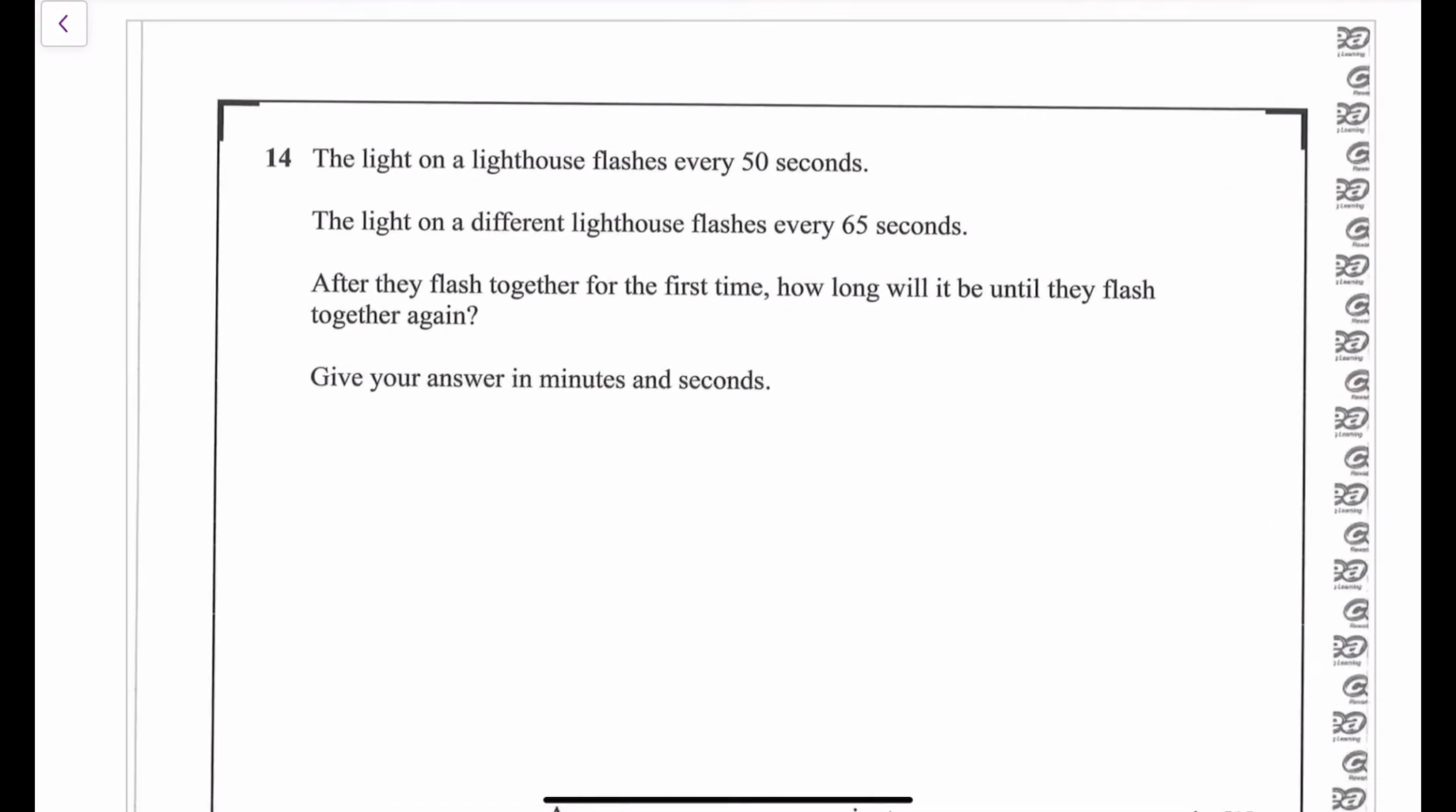Okay, next one says, a light on a lighthouse flashes every 50 seconds. A light on a different lighthouse flashes every 65. After they flash together for the first time, how long will it be until they flash together again? Okay, this is a lowest common multiple question. So if they both flash together at a certain time, it has to be a multiple of both those numbers, 50 and 65, when they flash together again.